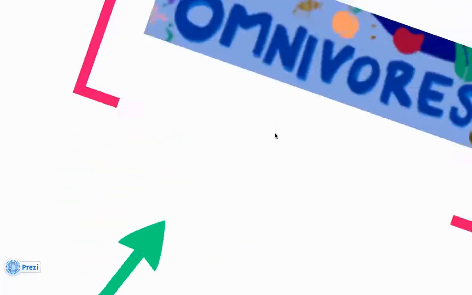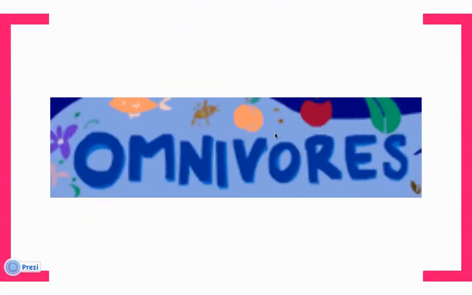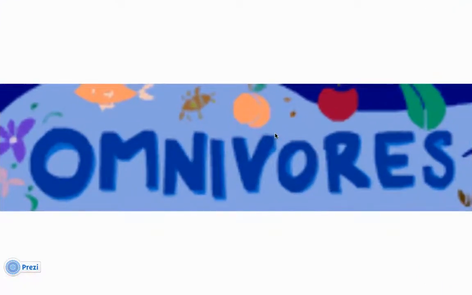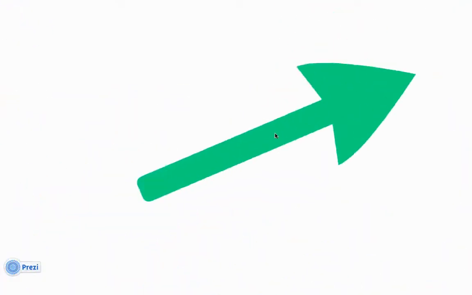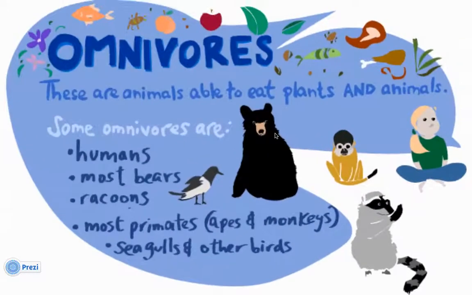Another consumer in the food chain is an omnivore. An omnivore eats meat, plants, and just about anything else. We are omnivores. We eat meat and plants. Omnivores are animals that are able to eat plants and other animals. Some omnivore examples are humans, bears, raccoons, primates such as apes and monkeys, seagulls, and other birds.